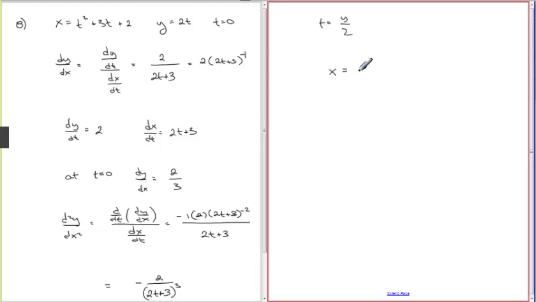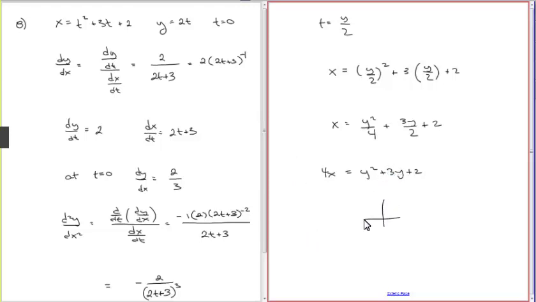So we get x is equal to t, which is (y over 2) quantity squared, plus 3 times t, which is y over 2, plus 2. So we'll get y squared over 4 plus 3y over 2 plus 2. Let's multiply everything by 4, so we'll get 4x is equal to y squared plus 6y plus 8. And the reason I was confused or mistook what I thought was going to happen is you can see this is going to be a parabola that looks something like this.